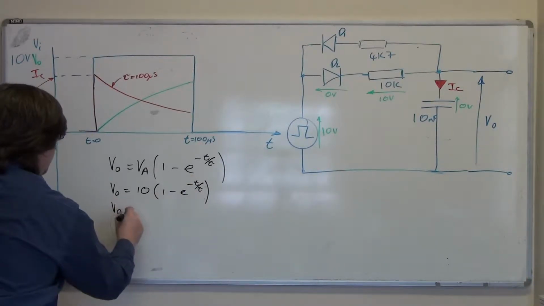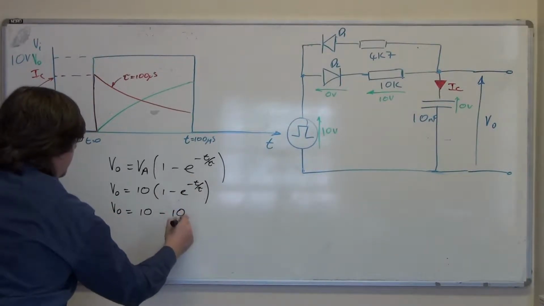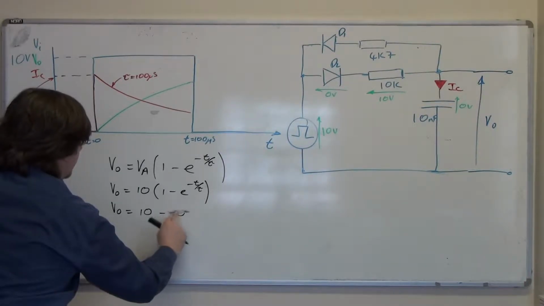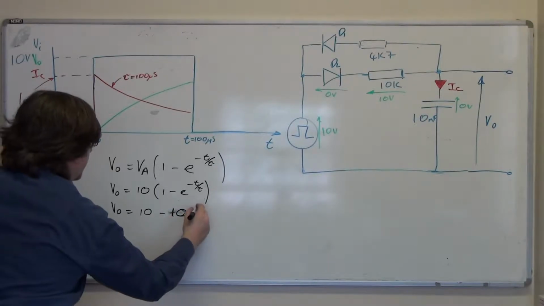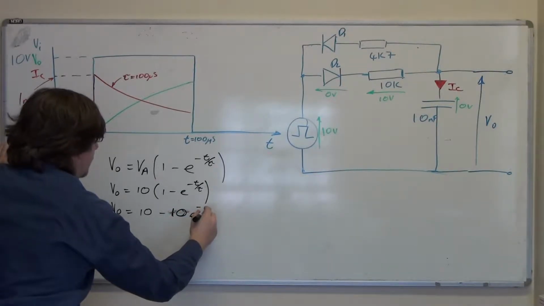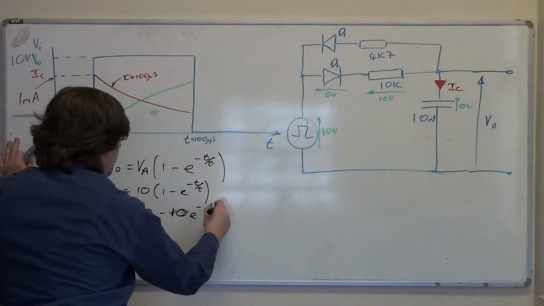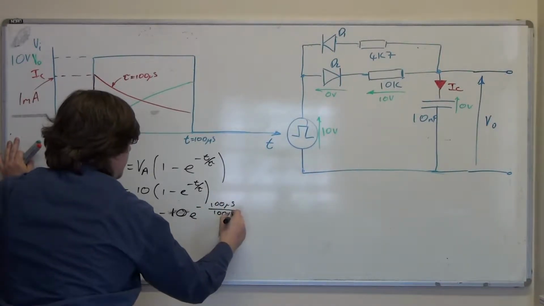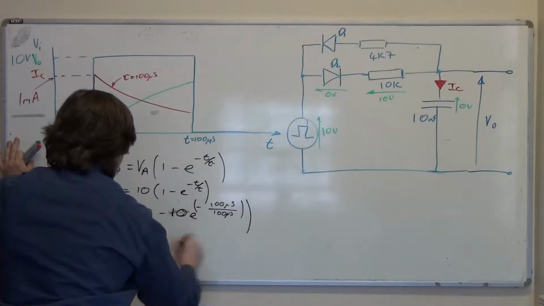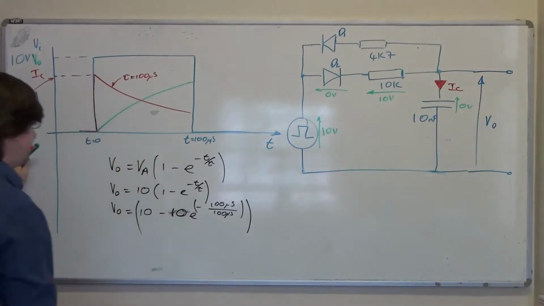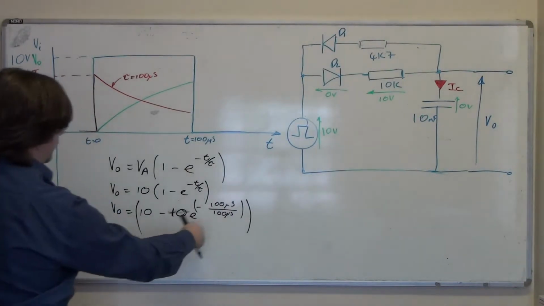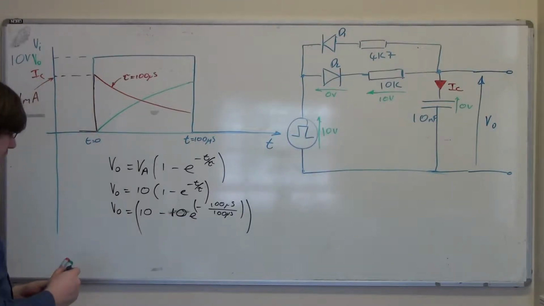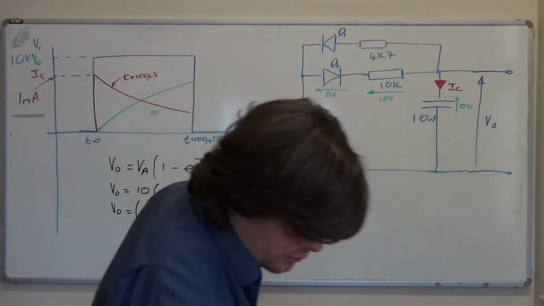So V out is equal to 10 minus 10 e raised to the minus 100 microseconds divided by 100 microseconds, all in big brackets. We don't actually need the outside brackets because I already multiplied through by 10, but anyway, we'll pop that into a calculator and see what comes out.